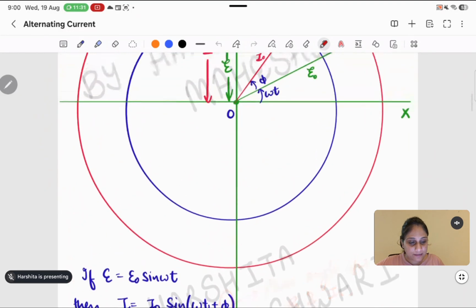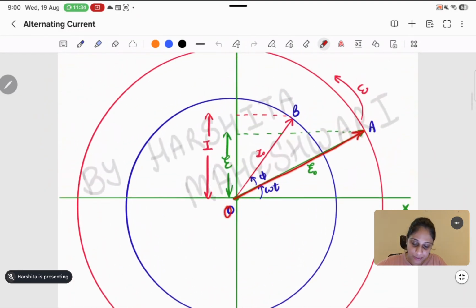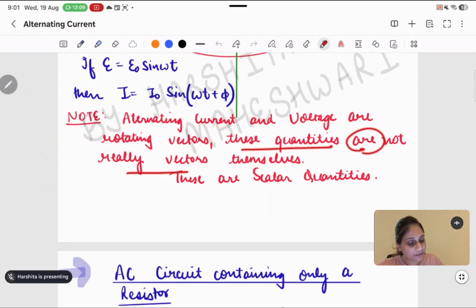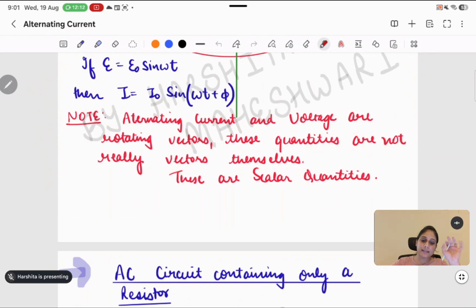Now we can see that this vector OA is representing E naught, and this vector OB is representing I naught. If I rotate both with the same angular velocity omega in the anti-clockwise direction, the projections are what we just calculated. Now we have a note written here: when we talk about alternating current and alternating voltage, they are always called rotating vectors in phasor diagrams, and these quantities are not really vectors themselves. That's why they are called scalar quantities.